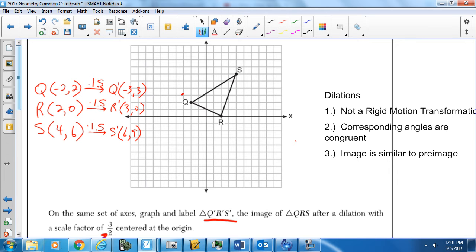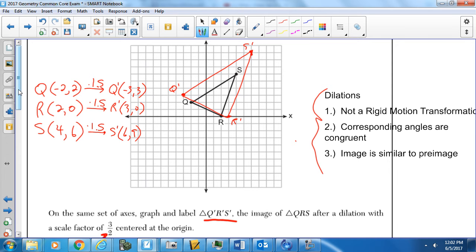Negative 3, 3 is going to be right here. This will be Q prime. And then we have R prime will be here. And S prime is going to be 6, 9. Right, so right here, that's my S prime. So I'm going to just make my triangle. By the way, if you didn't see it, the notes over here.